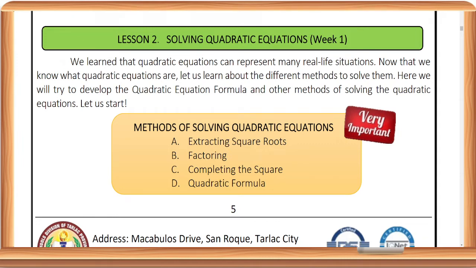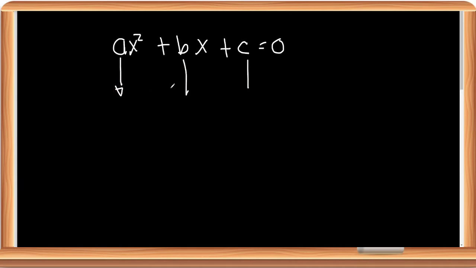Last time, naituro ko na sa inyo yung standard form of quadratic equation. So, it is in the form of ax squared plus bx plus c is equal to 0. Okay, nagkaroon na rin tayo ng exercises tungkol dyan. And ang purpose ko lang naman dito is for you to know how to identify A, B, and C.